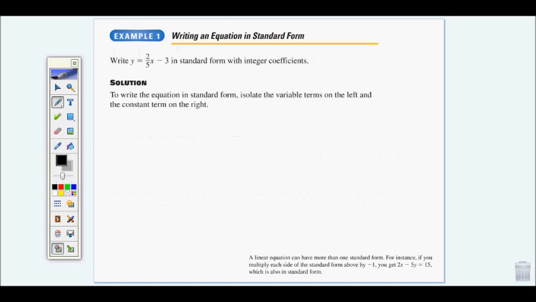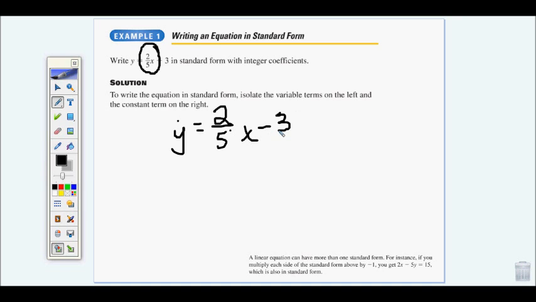So in example 1, we are given an equation in slope-intercept form, and we're asked to write it in standard form with integer coefficients. So we cannot have a fraction coefficient. To write the equation in standard form, we'll need to isolate the variable terms on the left and the constant term on the right. So we're going to move the 2/5 x to the left side of the equation. So we have y equals 2/5 x minus 3.